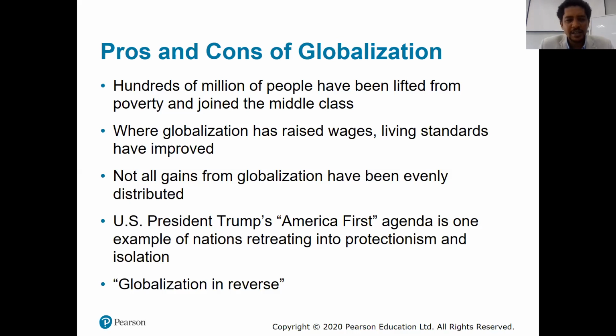Okay, and the other is, for example, US President Trump's idea of America first. This brings globalization in reverse. Okay, so we are saying that we are global citizens and there are global companies.